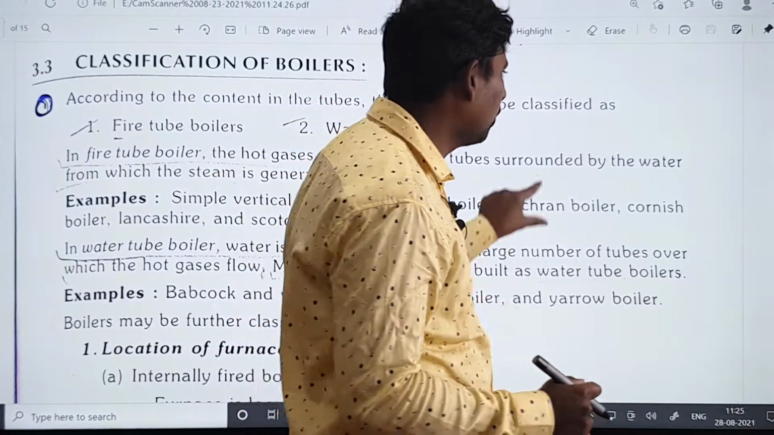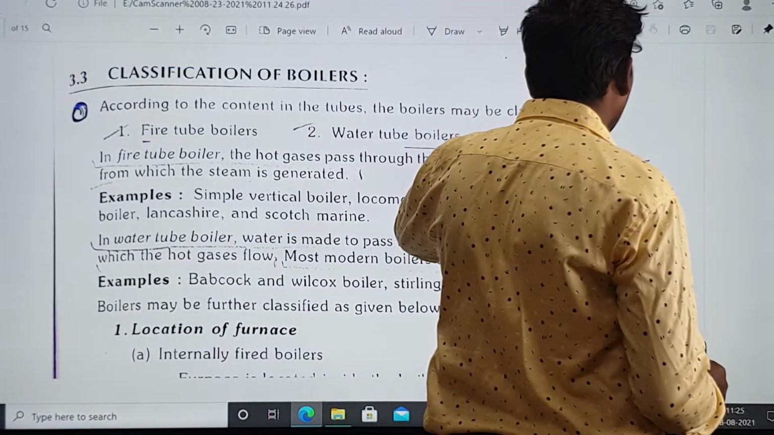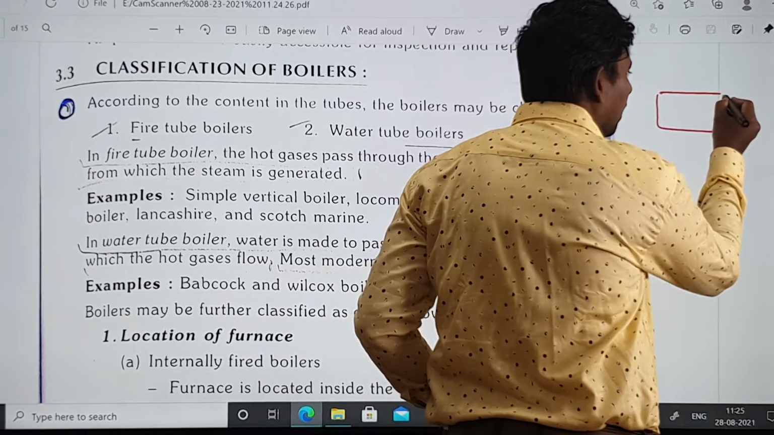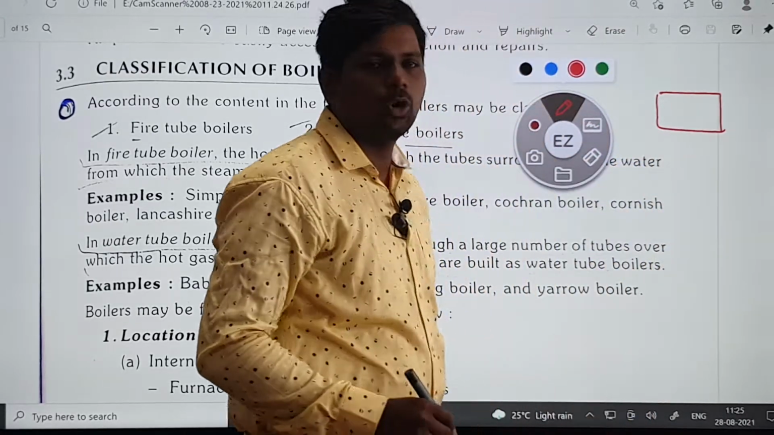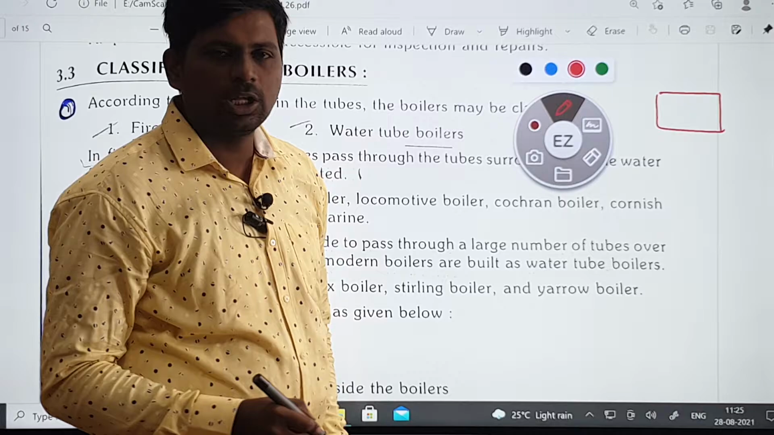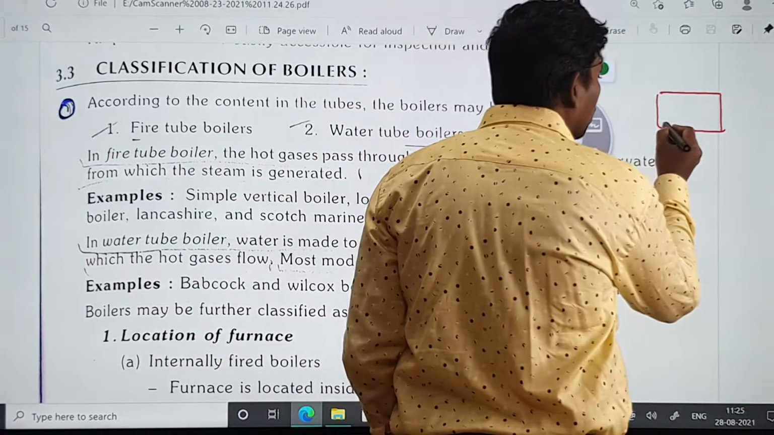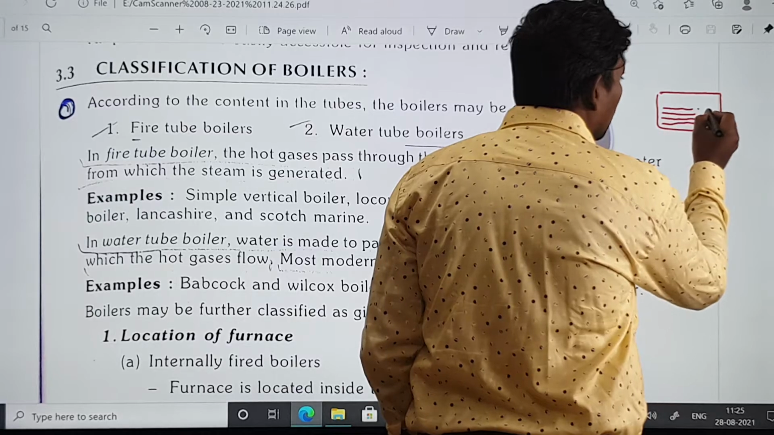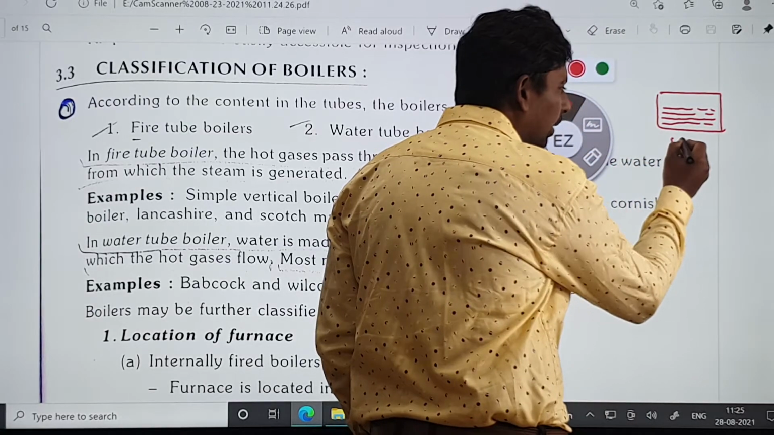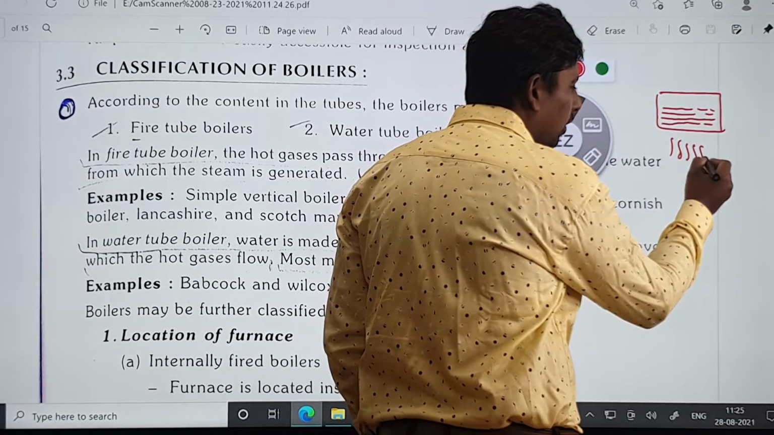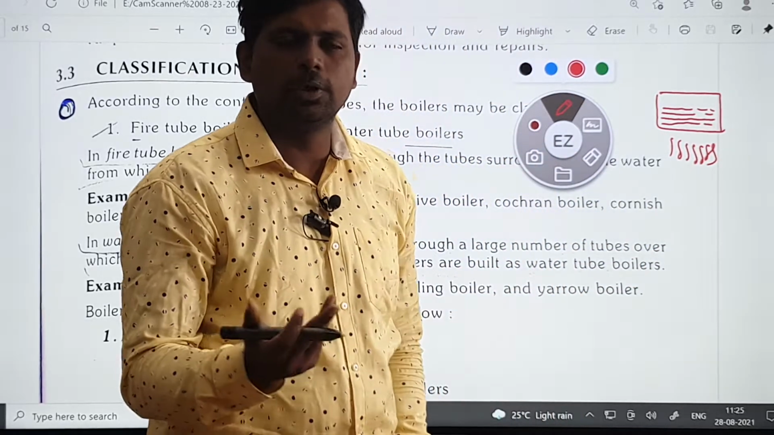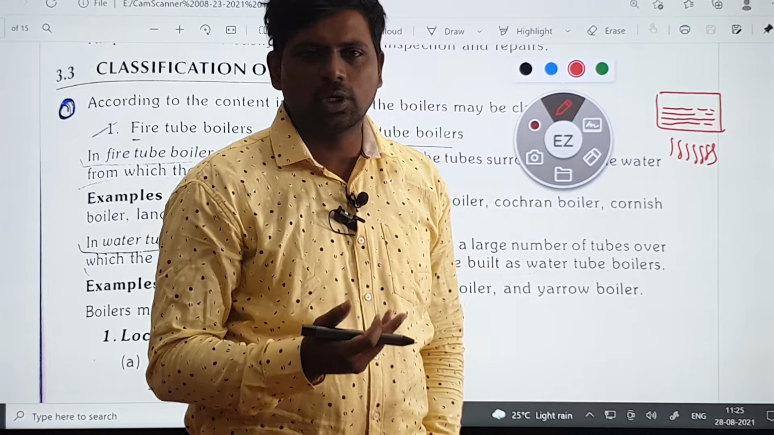So what is the function of a boiler? As you can see, suppose this is a boiler. In that boiler, we provide normal water, and from here we supply the heat. You can supply the heat with the help of coal or anything.